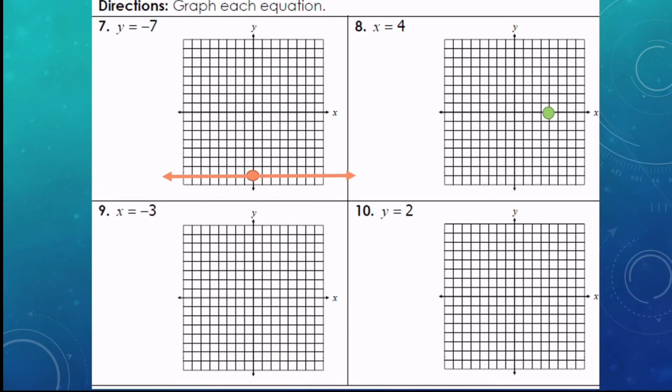Well, look at number 8. This one's an x equals. So you're going to put a point right at 4 and draw a vertical line. This is never going to change. So look at number 9. It says x equals -3. Number 10 says y equals 2. Think about what those lines look like.